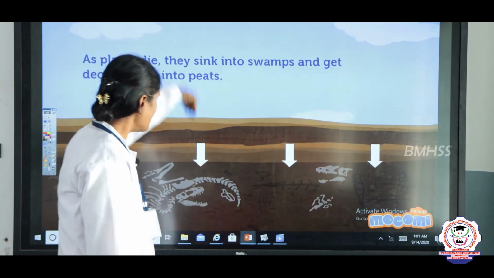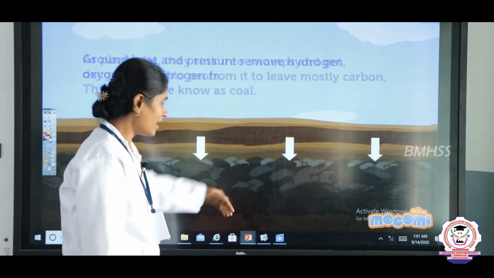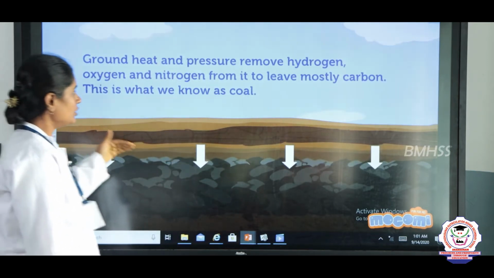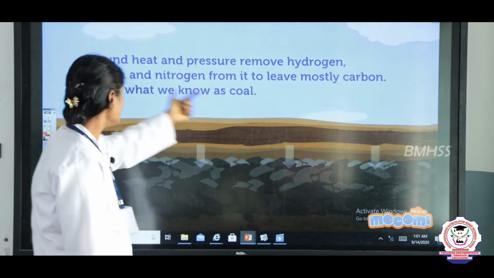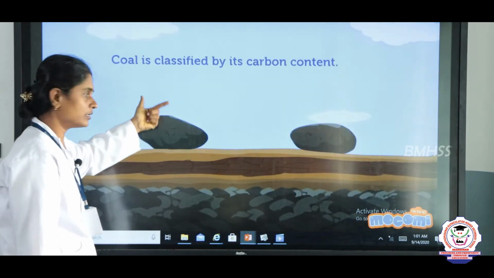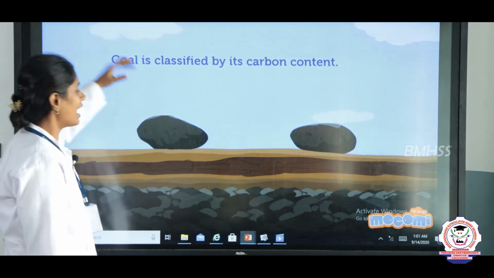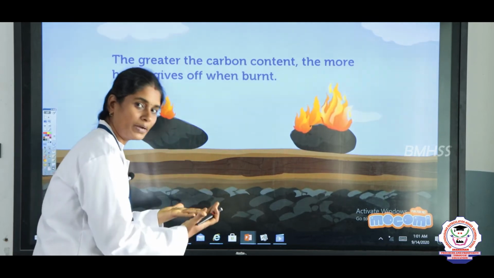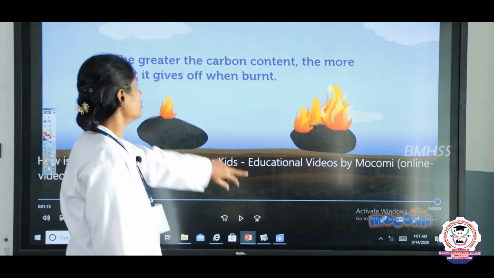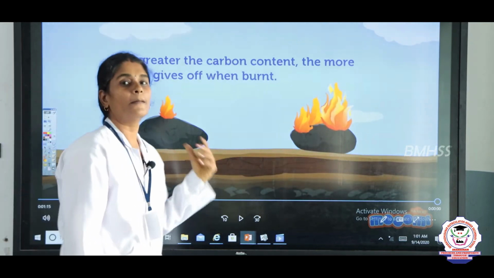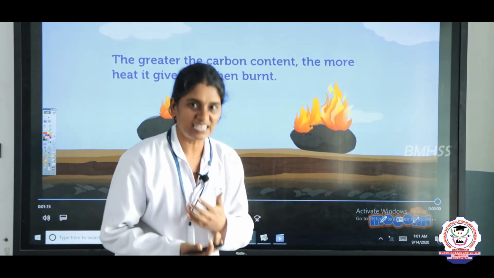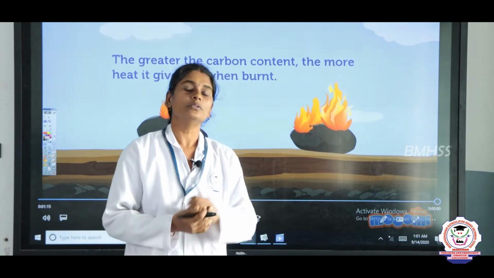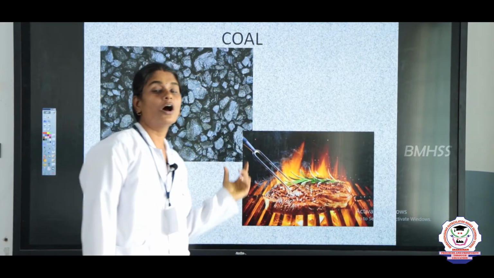When we dig up under the ground, we can get the coal from the earth's surface. You can see in this video, they remove all the oxygen, nitrogen and hydrogen from those plants, leaving only the carbon, and once too much of that carbon is deposited, it is converted into coal. This coal is used for producing electricity, and as a fuel for cooking also, right. So this is how we get coal.